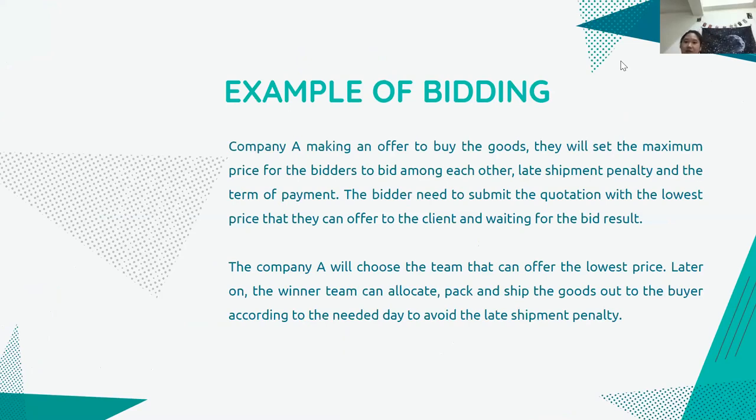And for example, of the bidding, company A makes an offer to buy goods. They will set the maximum price for the bidders to bid amongst each other, along with the late shipment penalty and the term of payment. The bidder needs to submit the quotation with the lowest price that they can offer to the client and wait for the bid result. Company A will choose the team that can offer the lowest price. The winner team can allocate, pack, and ship the goods to the buyer according to the needed day to avoid the late shipment penalty.